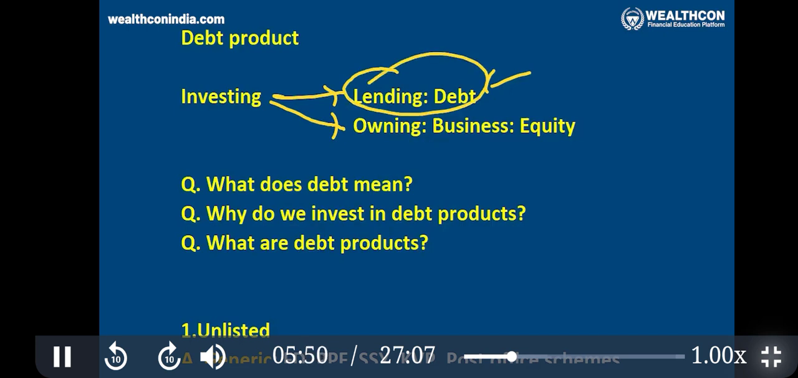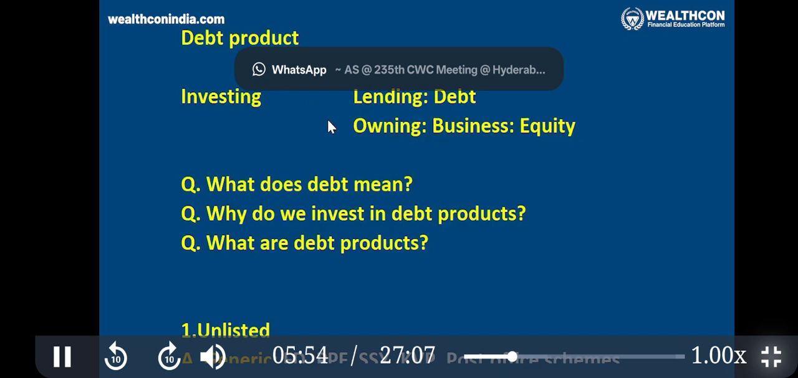What does debt mean? Debt means loan, some sort of lending. The person who gives the loan is also considered as holding debt, and the person who takes the loan is also considered as having debt. So the word debt is used on both sides, the lender as well as the person who takes the loan or money. So debt means loan or lending. Clear? It's a very simple definition.